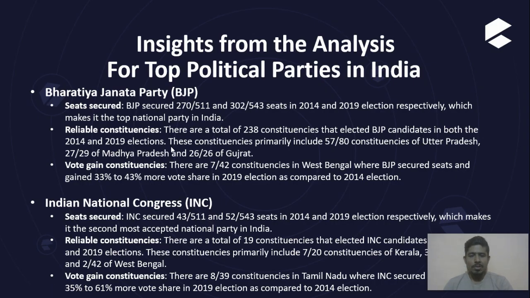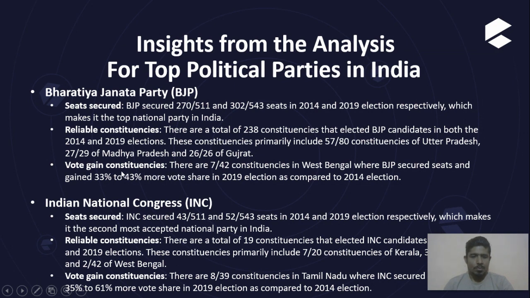And these constituencies primarily include 57 out of 80 constituencies of Uttar Pradesh, 27 out of 29 constituencies of Madhya Pradesh, and all the 26 constituencies of Gujarat. So there are 238 reliable constituencies for BJP considering both 2014 and 2019 election data.